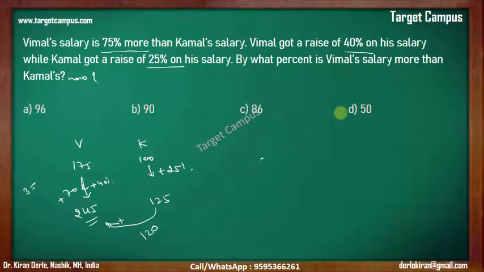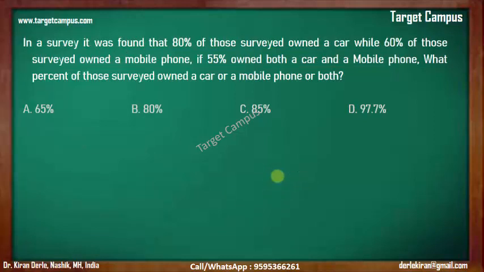And what is asked? By what percent is Vimal's salary more than Kamal's? So if Kamal's salary is 125, it is increased by 120. Right? 120, what will it be out of 100? If you just observe the options, I guess this is 96%. So solve this, you will get 96% only. But by observing the options only, you will get the choice. I hope you are getting this point. Pretty much simple. Let's move ahead.